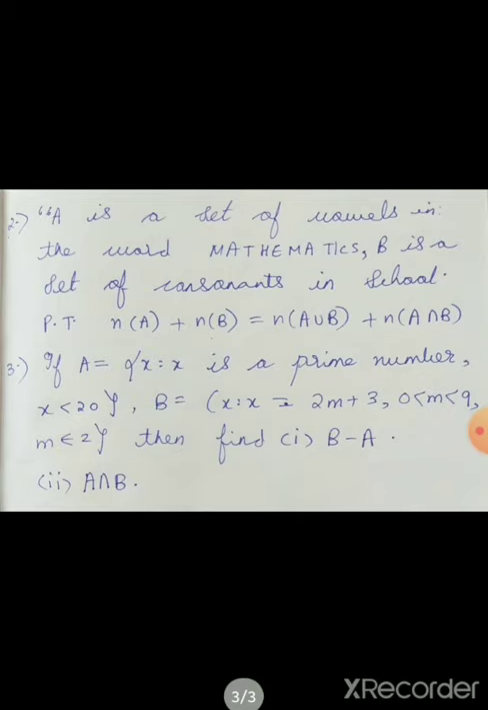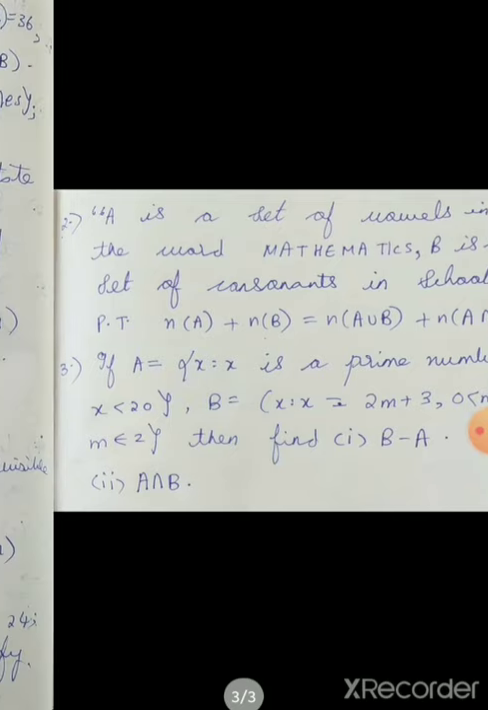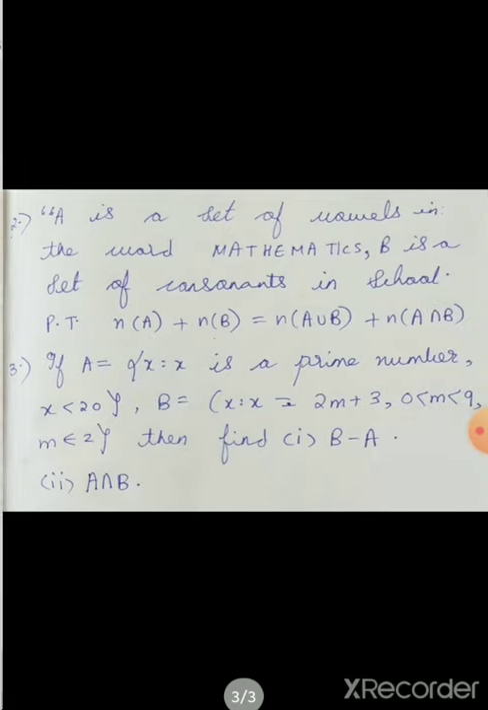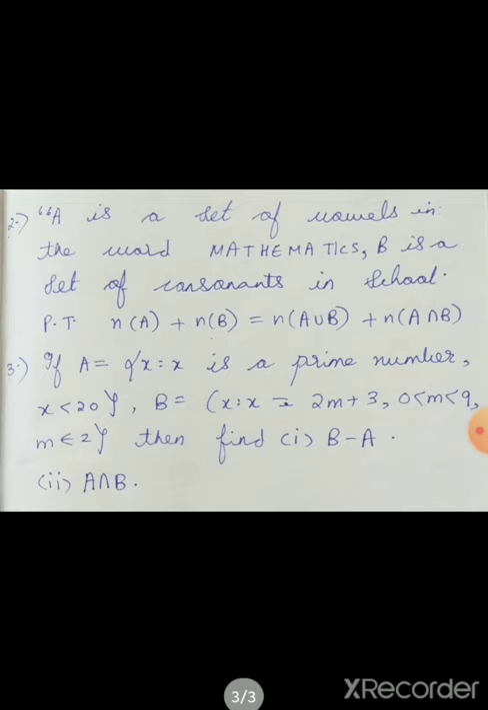Then find first bit B minus A, second bit A intersection B. For finding out B minus A, you'll get 2 marks, and for finding A intersection B, you'll get another 2 marks. So hope you have understood the questions, solved them, and you can submit them in the comments.